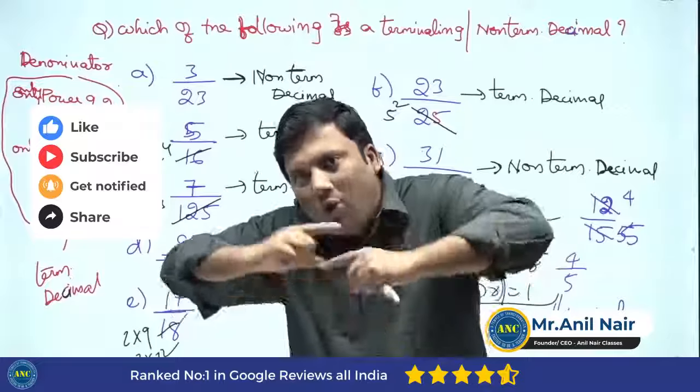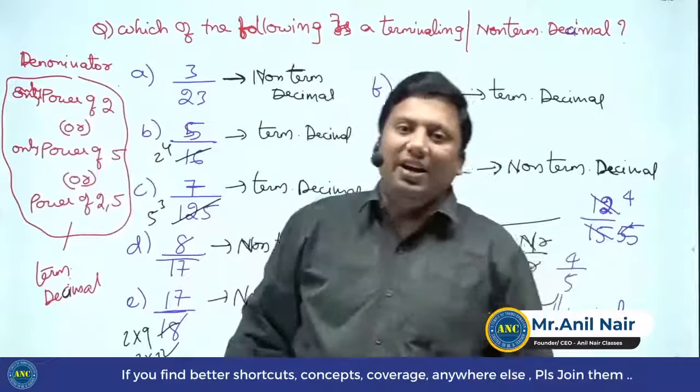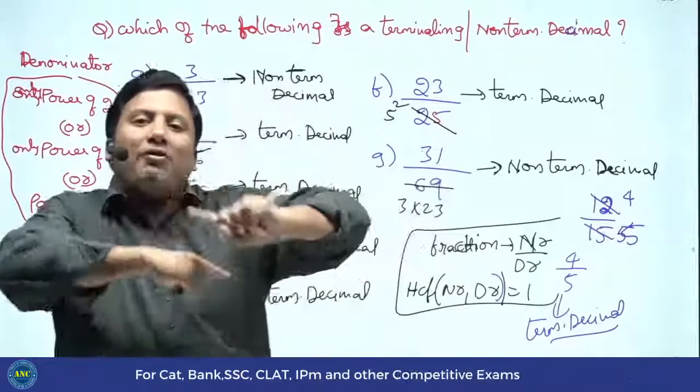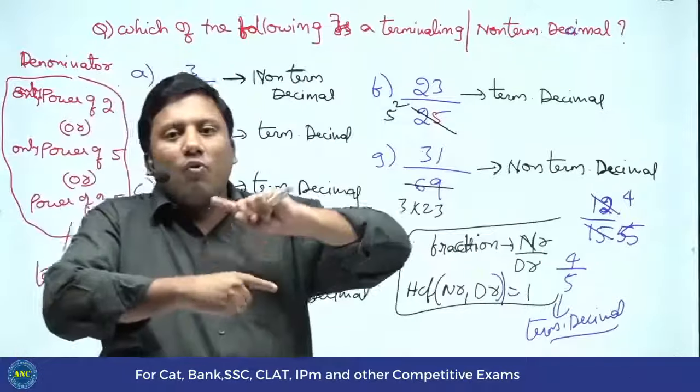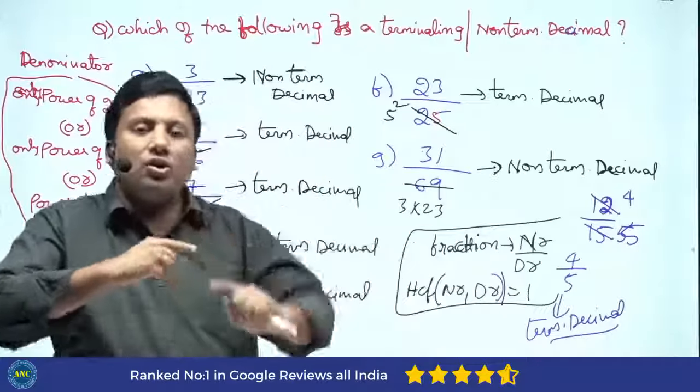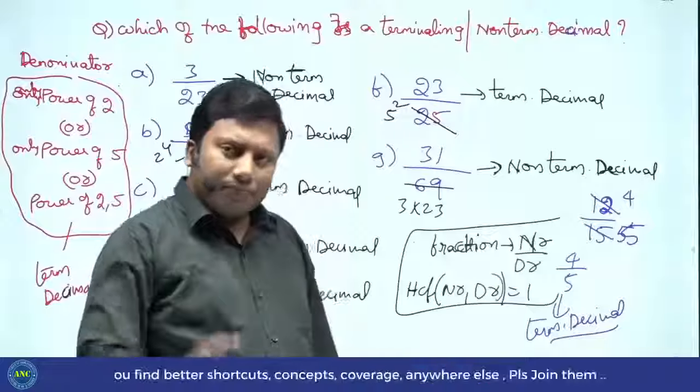Sir, how to check how many times the digit is getting repeated in a recurring decimal? Why does 1 by 7 have 0.142857 bar? Why is 1 by 9 0.11 bar? Why is it there on 2 digits? Everything we will discuss.